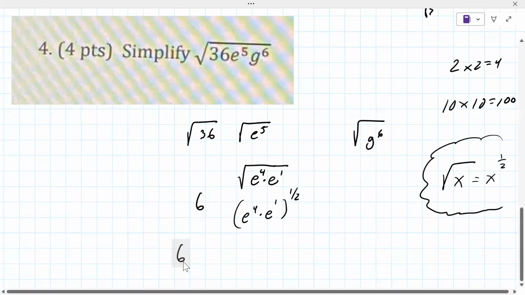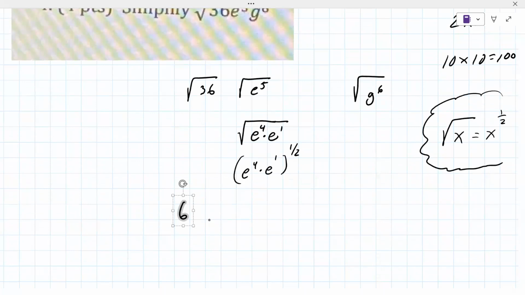Okay. So why does that matter? Well, that 1/2 gets distributed to both of these. So it becomes e squared times e to the 1/2 power.